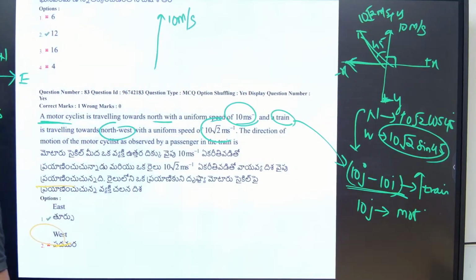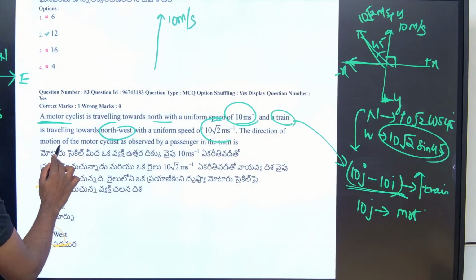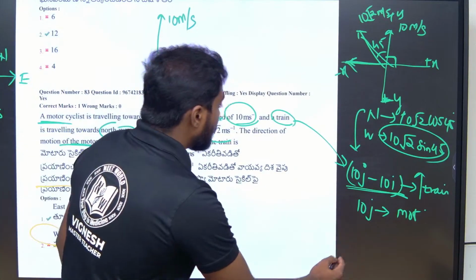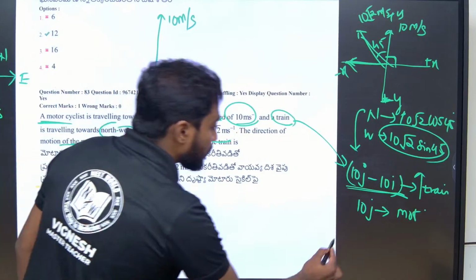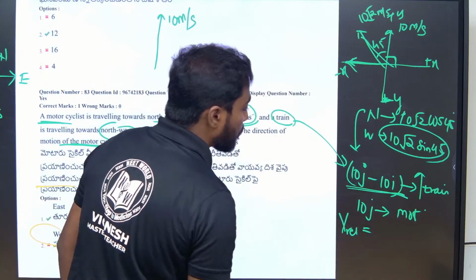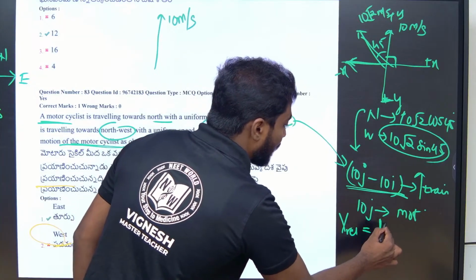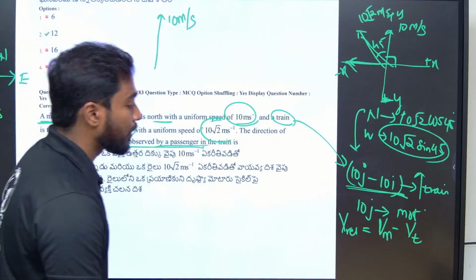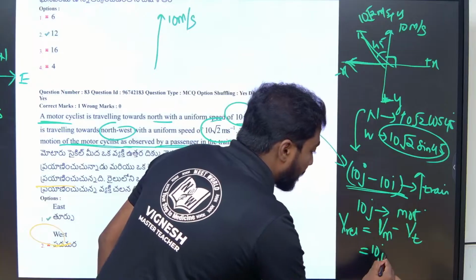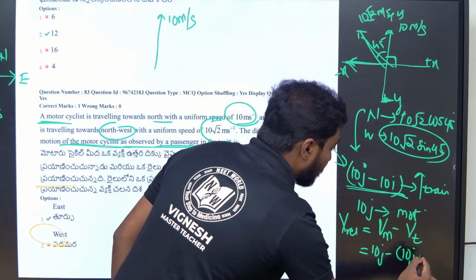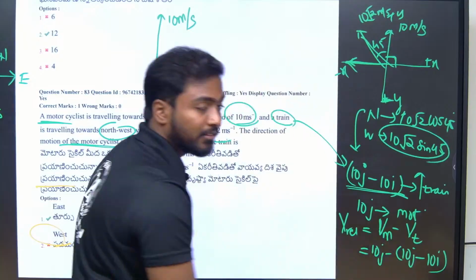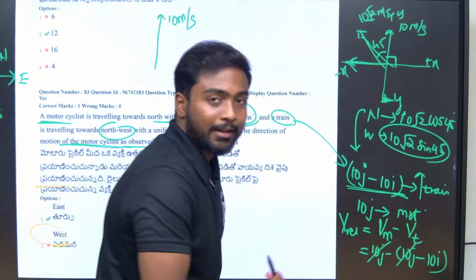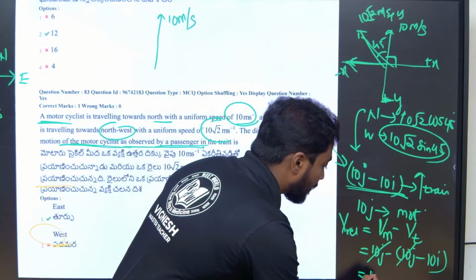Now the question: the direction of motion of a motorcyclist as observed by a passenger in the train. Then the relative velocity we need to find. So V relative is equal to velocity of motor minus velocity of train. So 10j minus of 10j minus 10i. So minus 10j minus of minus 10i will be plus 10i. So 10j minus 10j will get cancelled. So plus 10i.